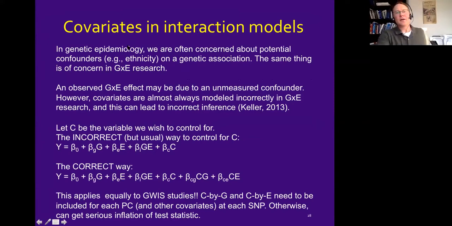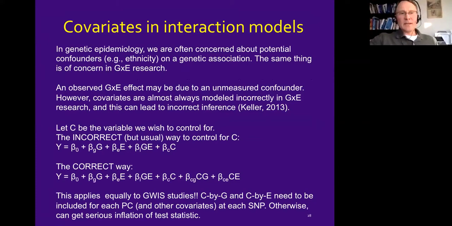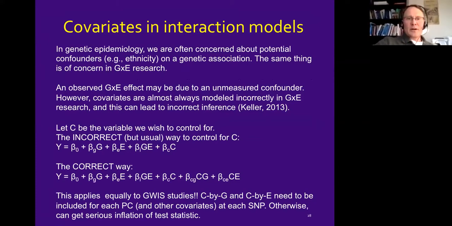In genetic epidemiology, we're often concerned about the potential for confounders like ethnicity on a genetic association. And the exact same thing should be of concern in G by E research. So an observed G by E interaction effect may be due to some unmeasured or measured confounder. But it turns out that almost always, I think it's like 49 out of 50 cases in which I looked at this, the covariates are modeled incorrectly in such a way that they have absolutely no influence on the interaction term, and therefore the interaction is in no way controlling for those confounders.